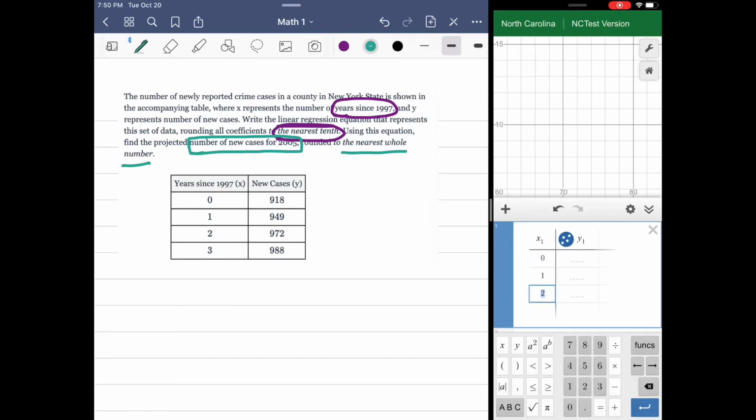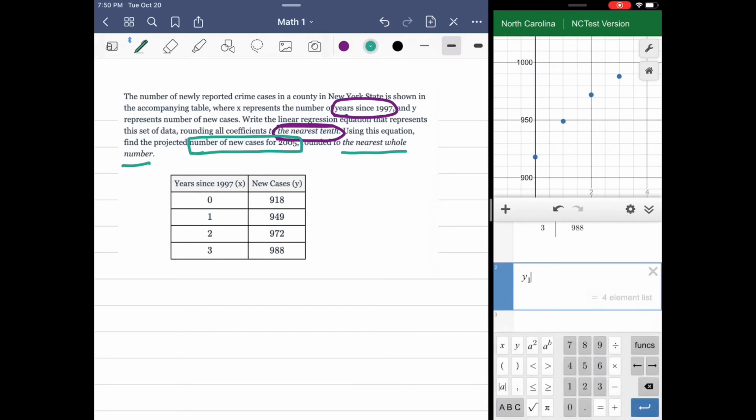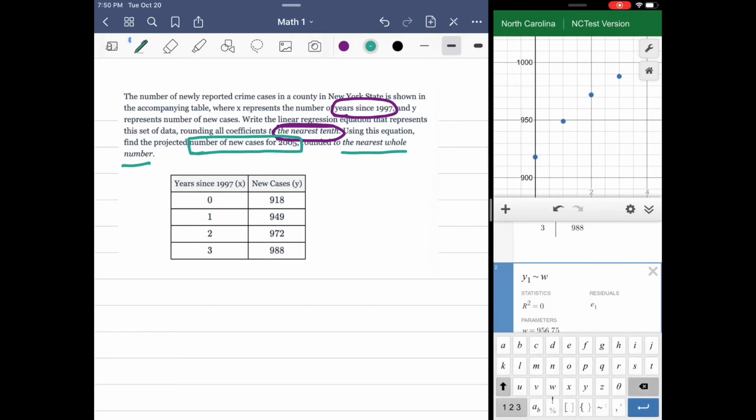All right, so the first thing I'm going to do is go ahead and put my table in so that when we get to our problem, we already have this ready to go. I have my table. I can hit my zoom fit. I can see it's a pretty good fit. So I'm going to do y1 squiggle mx1 plus b.